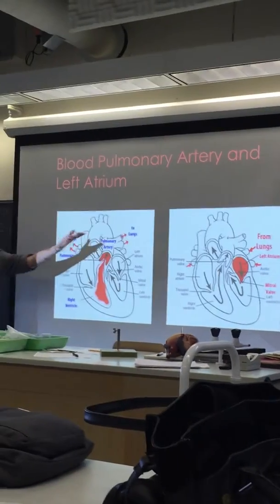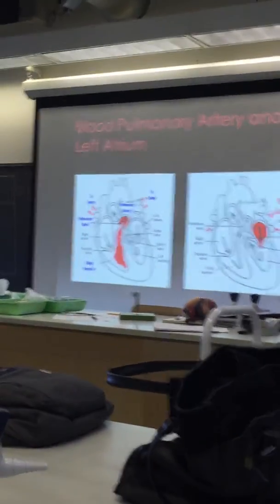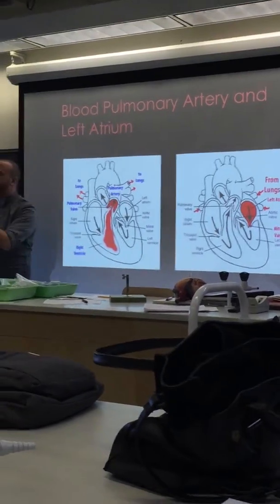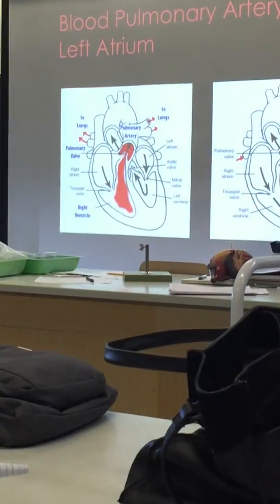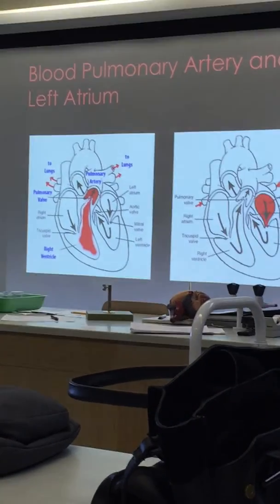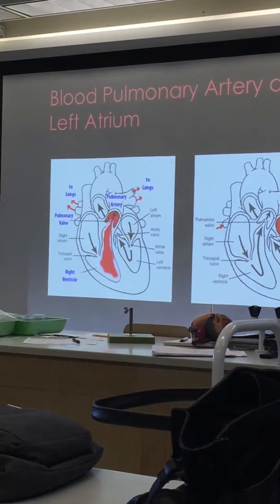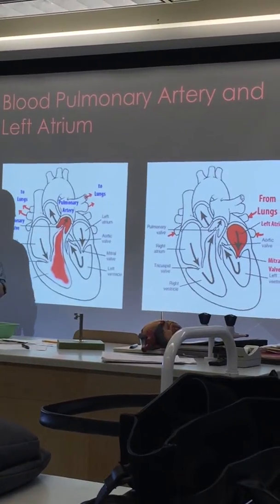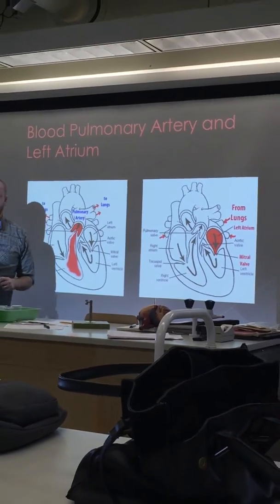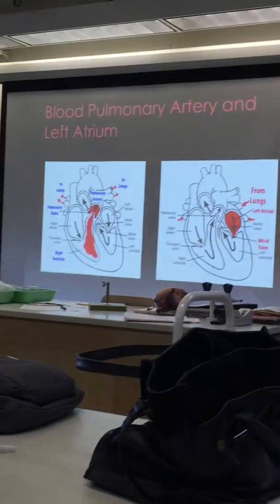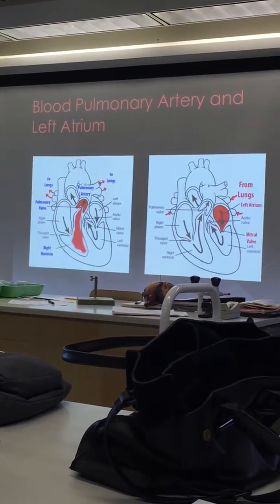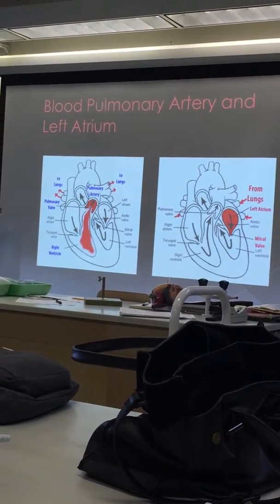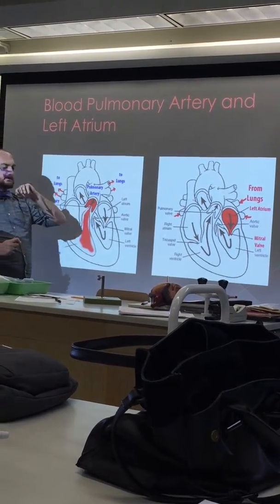Has it reached the lungs yet? No, so it hasn't picked up oxygen yet. So the pulmonary artery carries deoxygenated blood. So it's the only case that you all will see where an artery carries deoxygenated blood. So the pulmonary artery is going to take that blood out to the lungs.